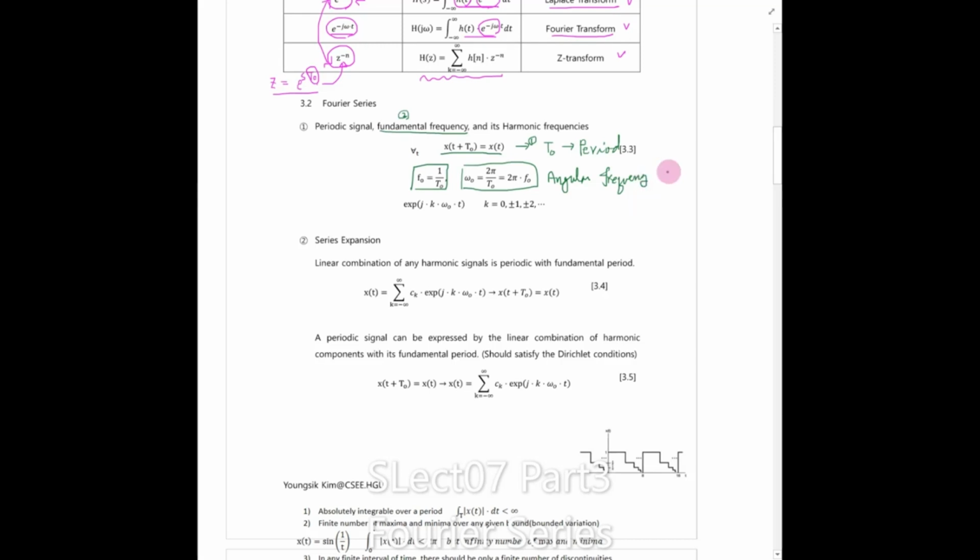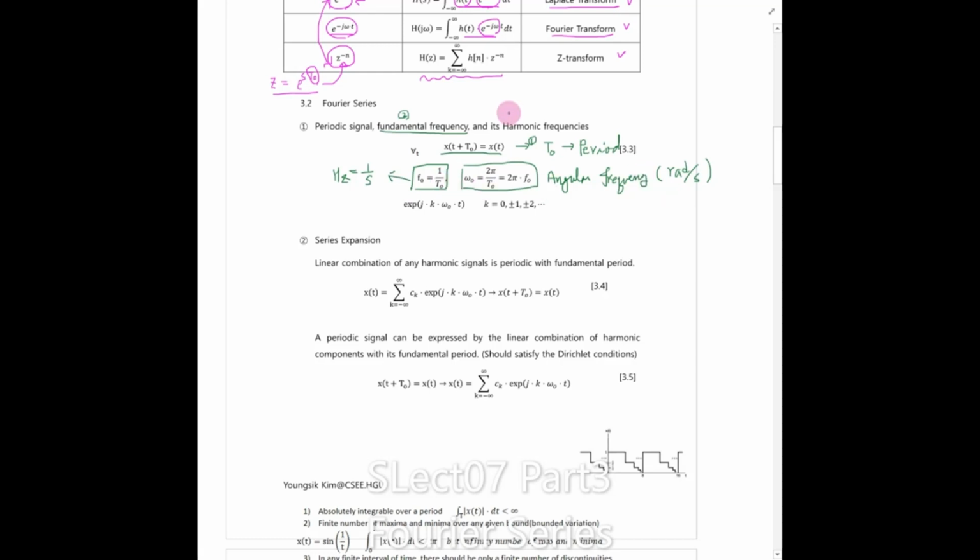Angular frequency has a unit of radian per second. Frequency has a unit of hertz. In fact, hertz means 1 over second. You can see T0 is in seconds. So I talked about what a period, fundamental frequency and angular frequency are.